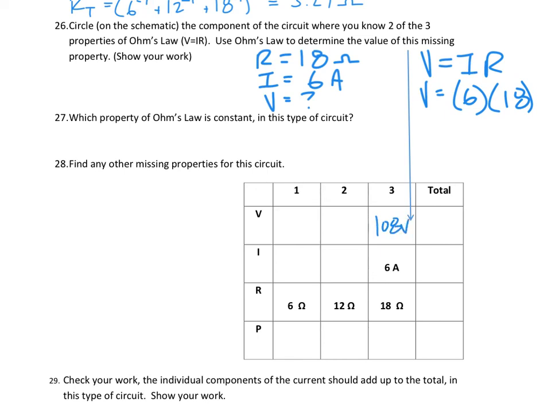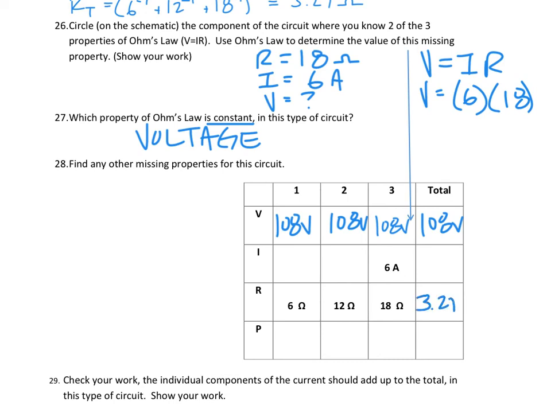Okay, so now I know the total voltage, the voltage at R3. And if I know anything about parallel circuits, I know that voltage is constant in parallel. So now that I know the voltage here, I can fill in the voltage all the way across. So this is 108, this is also 108, and my total is 108. Okay, so I've got my voltage completed. I can also fill in my total resistance. We calculated that up above in number 25, and we said that was 3.27. So I'm going to write 3.27 ohms.